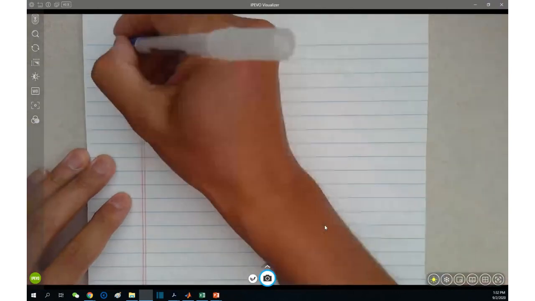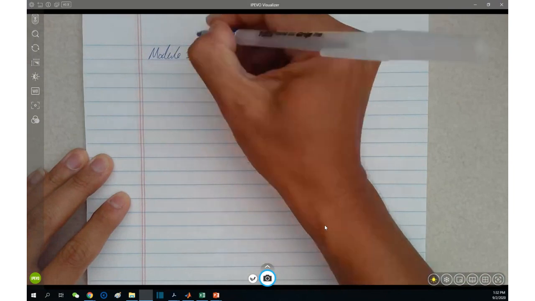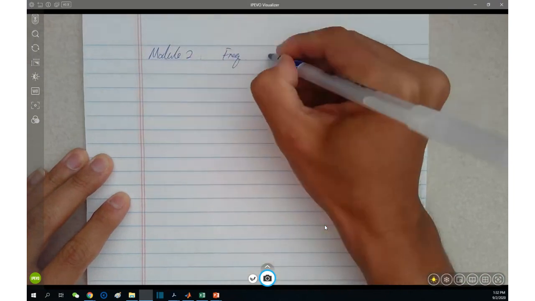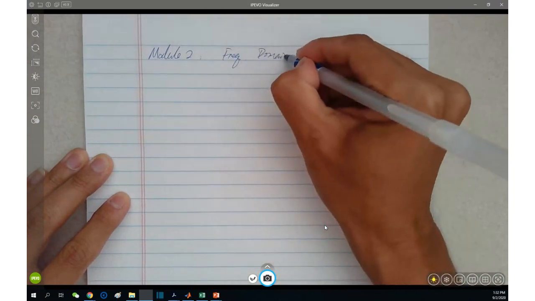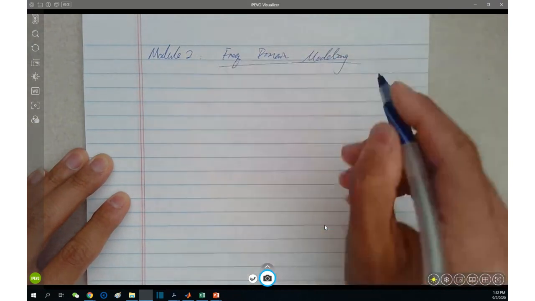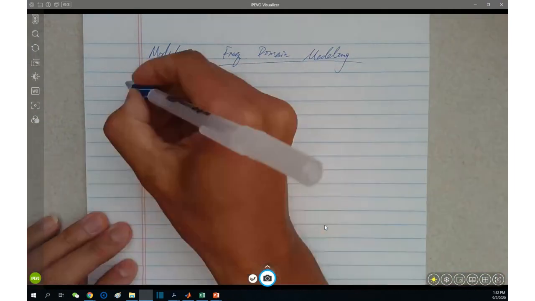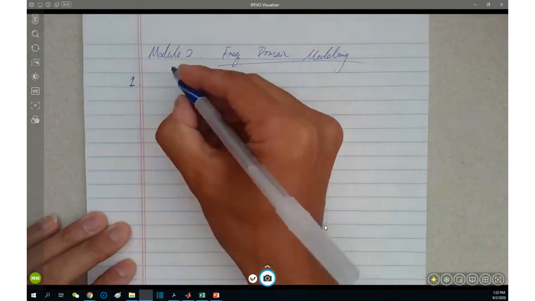Module 2. Frequency domain modeling. First thing we want to talk about is this.